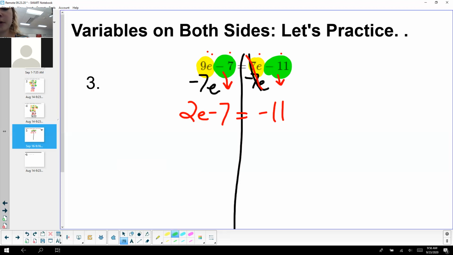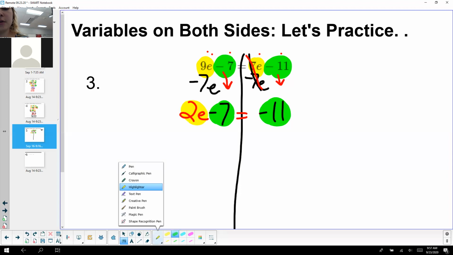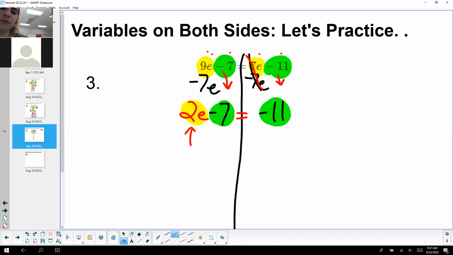Now I'm going to go ahead and grab my markers or my highlighters again, or you can do circles and squares, whatever works for you. I'm going to highlight my variable term. I'm going to highlight my constants, so those numbers that don't have variables. And my end goal is to have all variables on one side, all constants on the other side. So I've got 2e, I've got all my variable terms over here. I've got constants on either side of the equal sign.